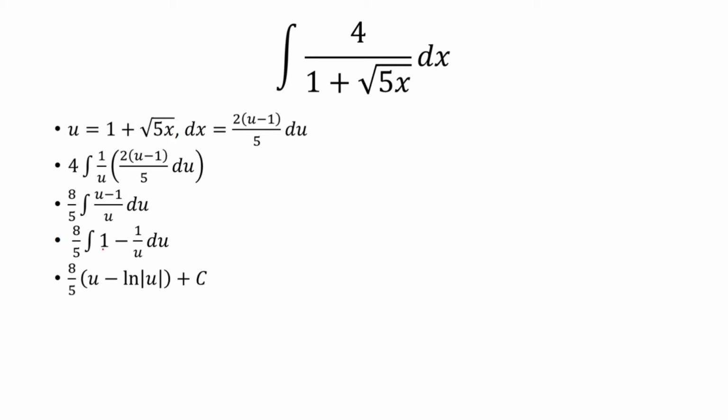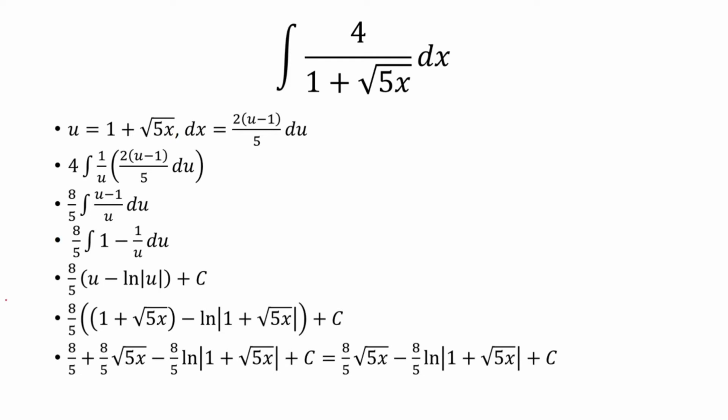I'm going to integrate. The antiderivative of 1 is u. The antiderivative of 1 over u is ln of u. And now I can replace what u was. u was 1 plus root 5x, so let's replace all the u's with 1 plus root 5x. And here I'm going to distribute the 8 fifths. So it'll be 8 fifths times 1, 8 fifths times root 5x, and then 8 fifths times the natural log. So notice that we get an 8 fifths by itself, and it turns out that that's just a constant. So it's going to get absorbed with this constant over here, so I'm just going to get rid of it and just put it over here.